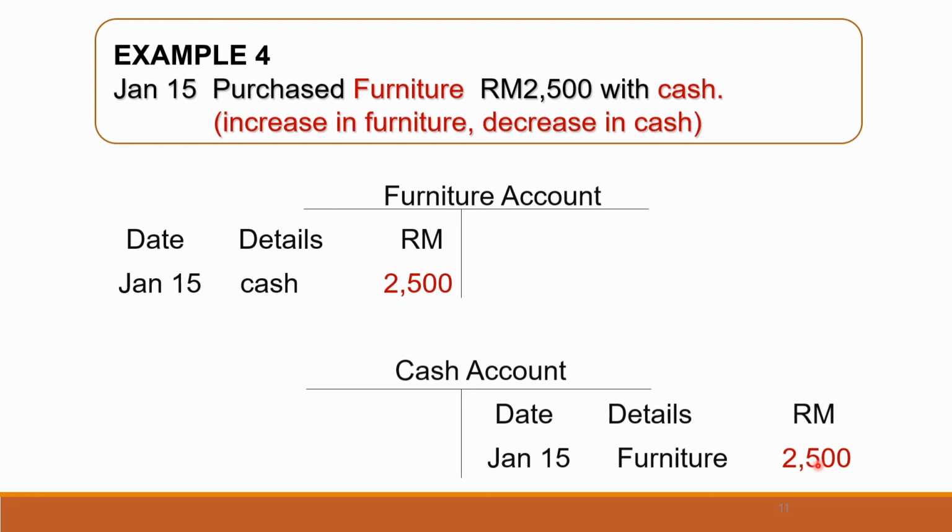We have to follow the rules of double entry system, and you can see there are two accounts involved, furniture account and cash account. We have to record the same date, one for debit side and another one for credit side, and the same amount, 2,500 for debit side and 2,500 for credit side. And this is the details of the account that is involved. Under furniture, you just write down cash. And under cash account, you must write down furniture account.